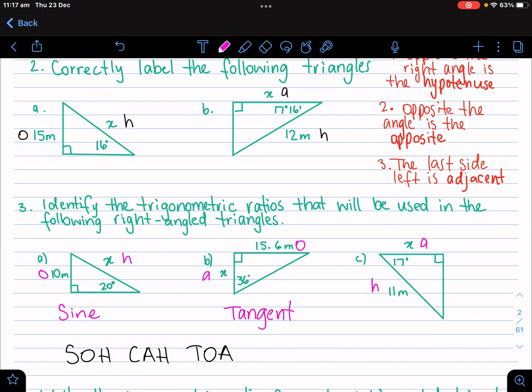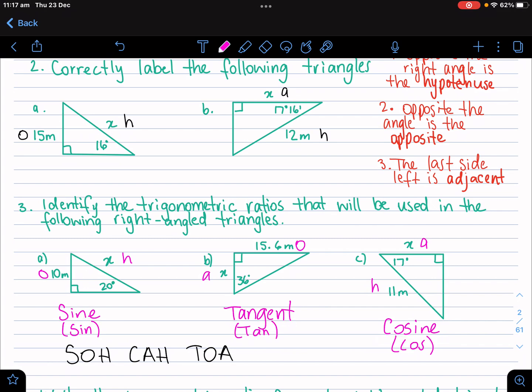Now in 3C, I'm using CAH. Which one uses AH? If I look through it, SOH uses OH, not AH. Cos uses AH. Now cos is also called cosine. If I use the abbreviations under each of these, this is going to be sin, this is going to be tan, and this is going to be cos. They're just the shorter forms of them, but their real terms are sine, tangent, and cosine.